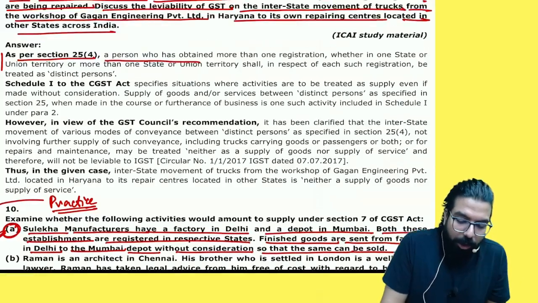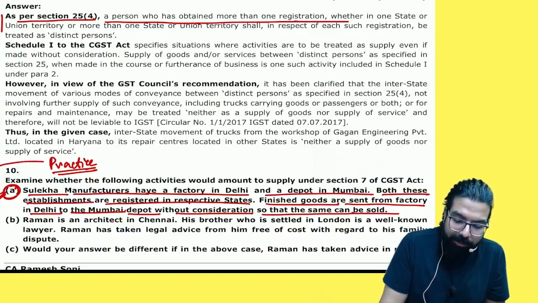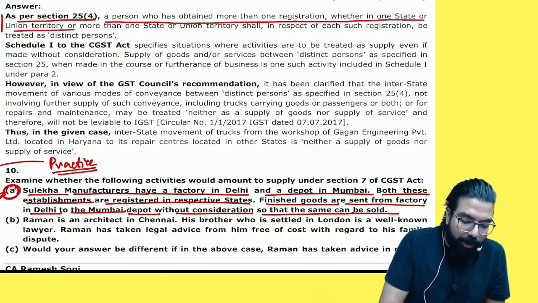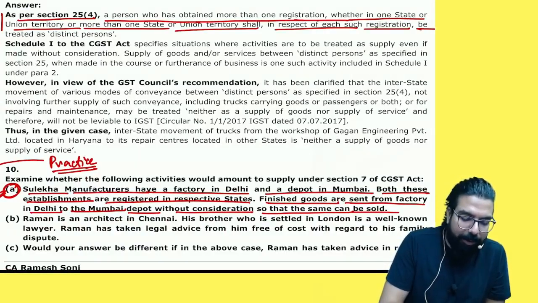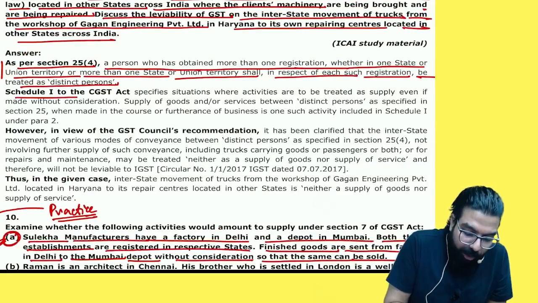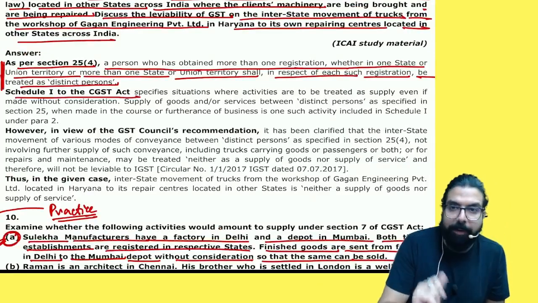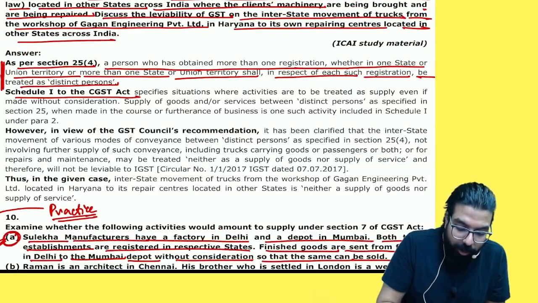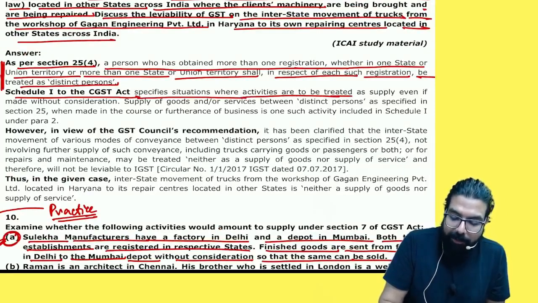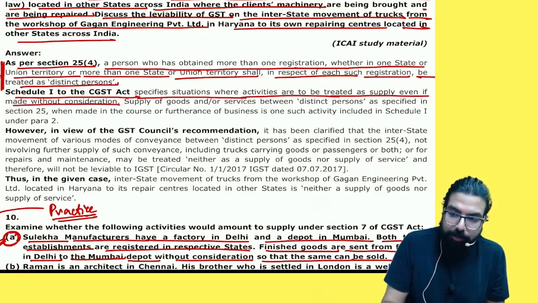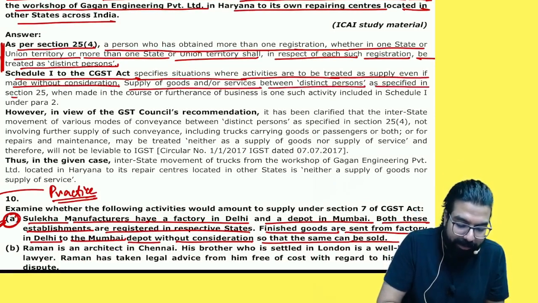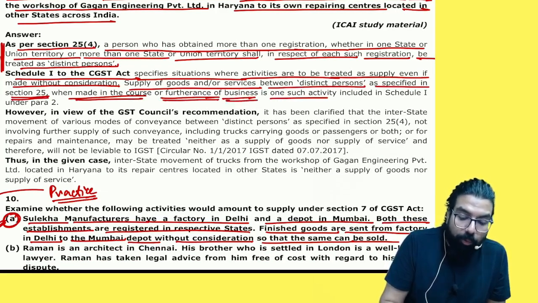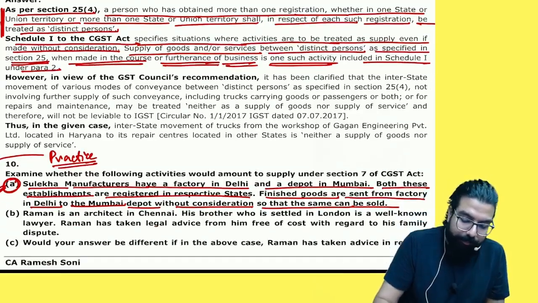A person who has obtained more than one registration, whether in one state or union territory or in more than one state or union territory, in respect of each registration will be treated as a distinct person. Schedule 1 specifies situations where an activity will be treated as supply even if made without consideration, between distinct persons as specified in section 25, when made in the course or furtherance of business, is one of the activities in Schedule 1.